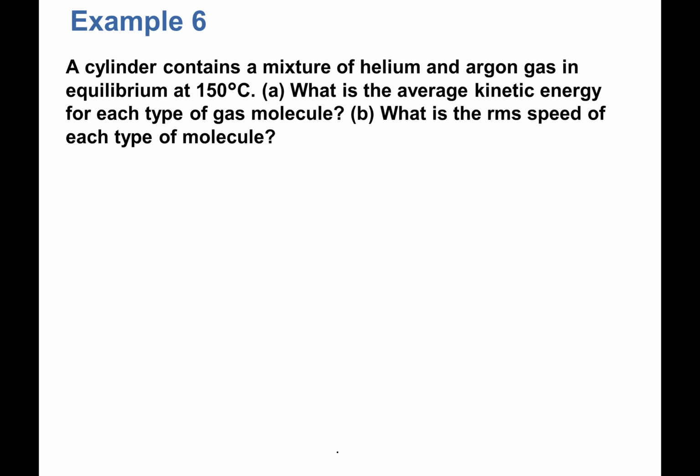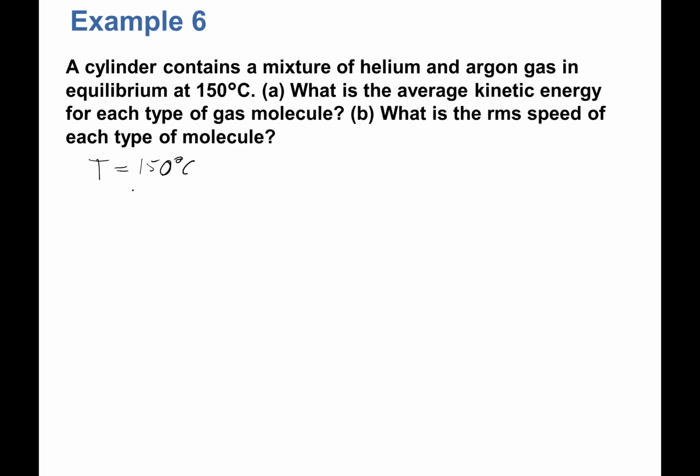A cylinder contains a mixture of helium and argon gas in equilibrium at 150 degrees Celsius. What is the average kinetic energy for each type of gas molecule? What is the RMS speed then of each type of gas molecule? So what we have here is a mixture of helium and argon. So the temperature is 150 degrees Celsius.